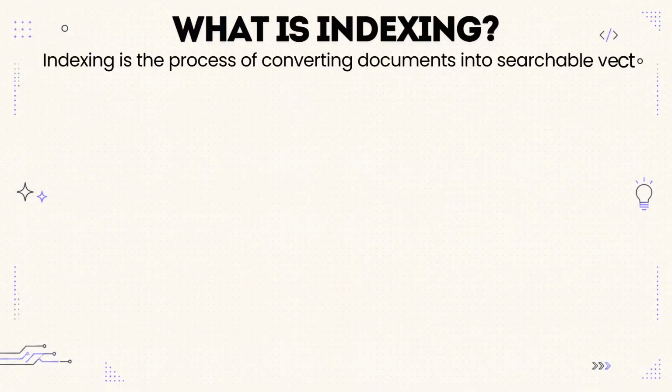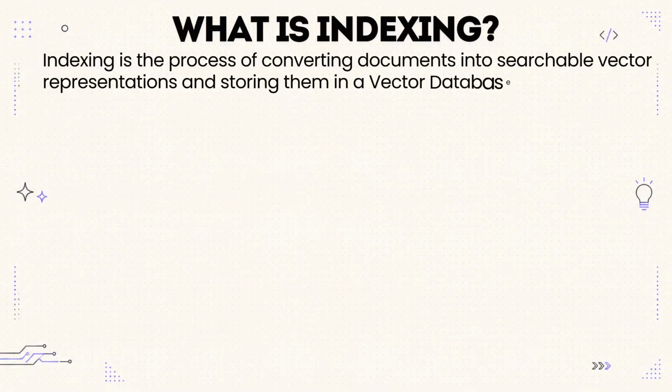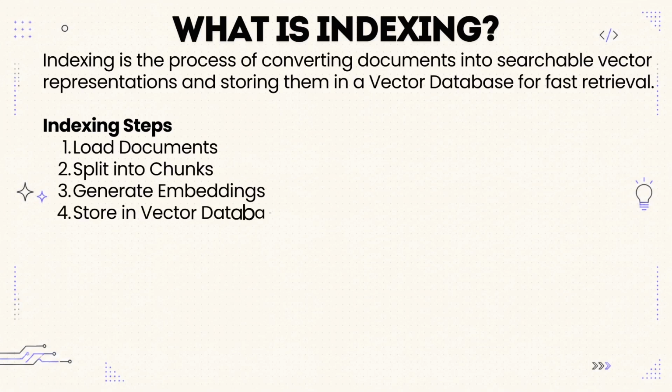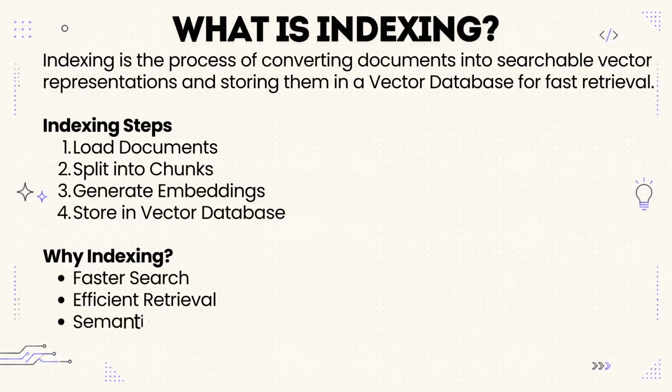So now comes what is indexing. Before RAG can search documents efficiently, those documents need to be prepared. And this preparation process is called indexing. Suppose you have a 500 page document and we don't store it in one giant block. Instead, the document is divided into smaller chunks. Each chunk is converted into embeddings, and those embeddings are stored in a vector database. And now the information becomes searchable.